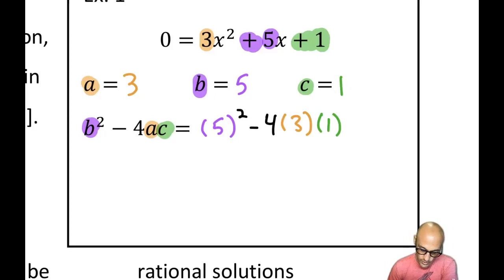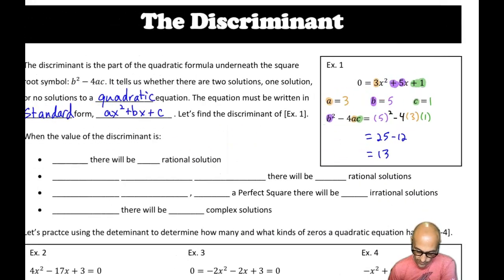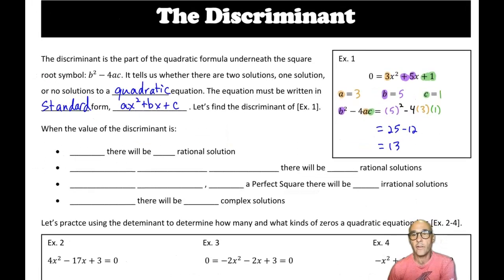And so in this situation, I have 5 squared, that's 25, minus 4 times 3 times 1. Well, 4 times 3 is 12, times 1 is 12. So that equals 13. So in this case, we have a discriminant of 13.